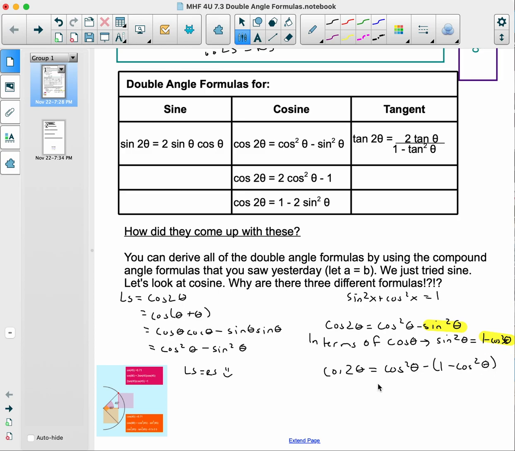And as long as you remember to distribute your negative, that gives you 2 cos squared theta, subtract 1. Okay, and that's your other formula. And then you could repeat that by replacing cos squared with 1 minus sine squared theta. Then you would have 1 minus 2 sine squared theta, because it would be at the front end of that subtraction in the original formula. Okay, so those are your double angle formulas.